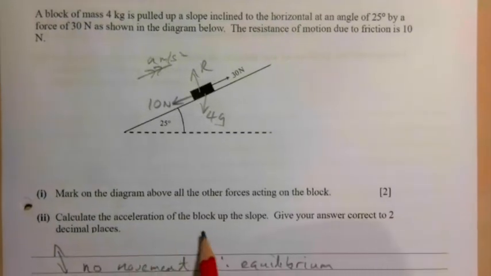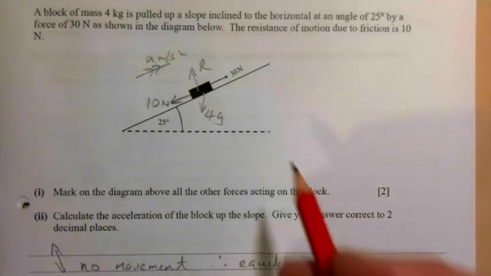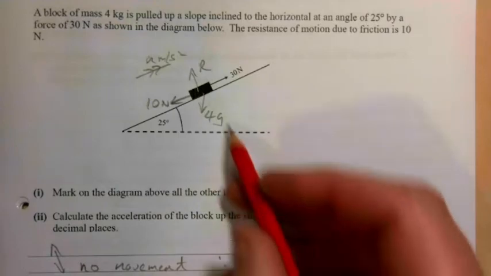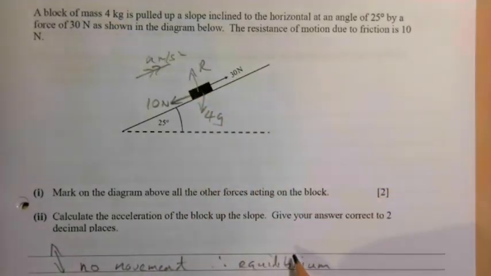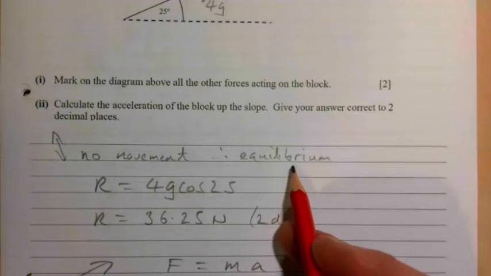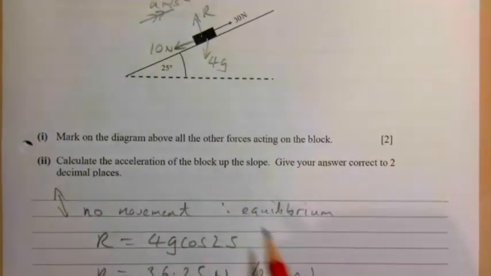Calculate the acceleration of the block up the slope. Give your answer correct to 2 decimal places. In this direction, there's no movement, so it's in equilibrium. It doesn't actually ask you to work out R, but we worked it out anyway: R equals 4G cos 25. Good practice to do anyway.